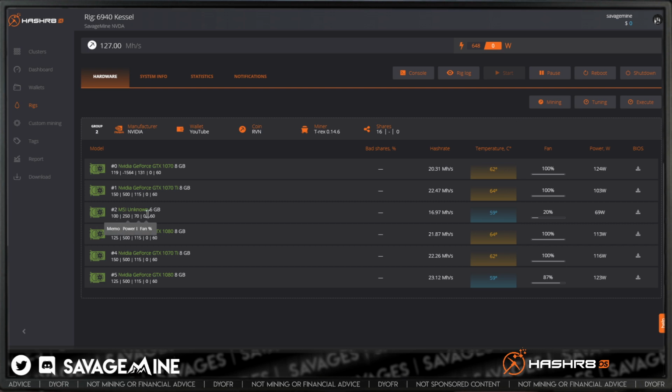It's not even really that close, but you can see 17 megahash on 70 watts and compare it to these other ones. Like this is a 1070 Ti right here. I mean, that is some serious efficiency. And the 20% fan, I mean, the thing is running super cool. They're just really awesome cards. Really awesome. And that's the 1660 Super.